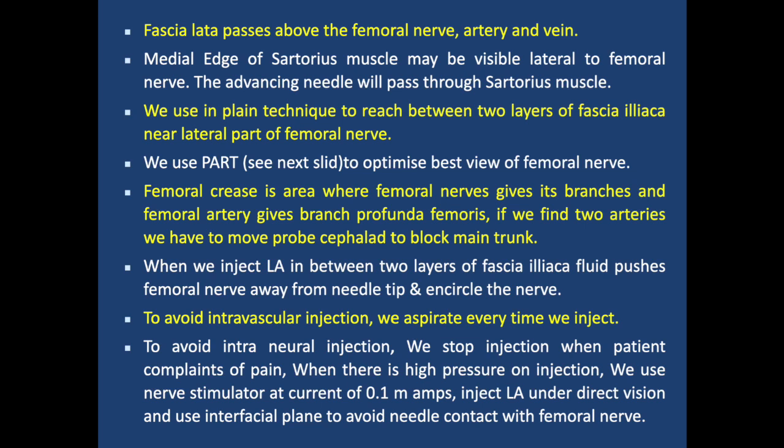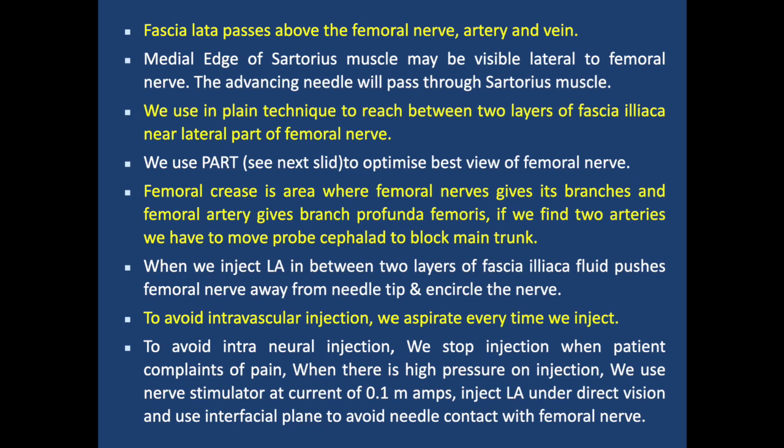When we inject local anesthetic in between two layers of the fascia iliaca, fluid pushes the femoral nerve away from the needle tip and encircles the femoral nerve. To avoid intravascular injection, we aspirate every time we inject. To avoid intraneural injection, first, when we inject the drug, the patient should not cry, should not complain of pain. Pain on injection is a sign that we are injecting in the nerve trunk. Second, when there is high pressure on injection, we have to stop.